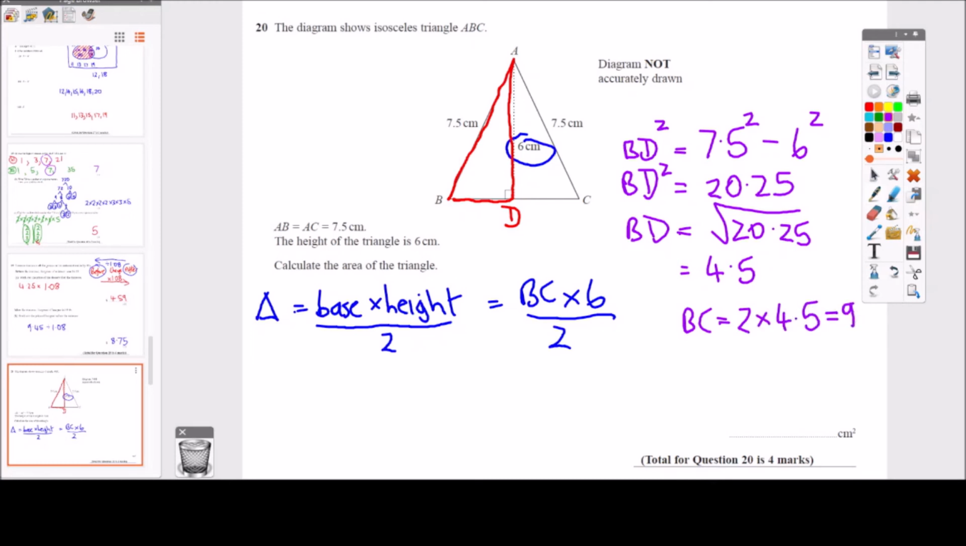So going back to my area of a triangle, it was the base times the height divided by 2. So the base, the length from B to C is 9. 9 times 6 divided by 2, or if you like, half 9 times 6, which is 27. So our final answer is 27 centimeters squared.